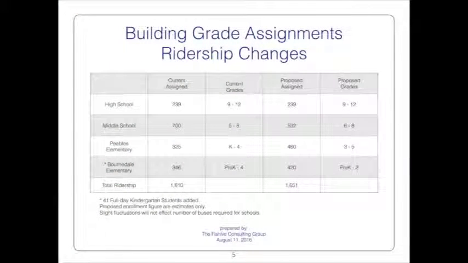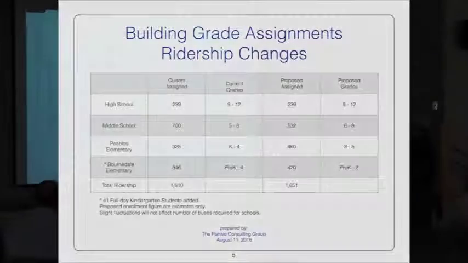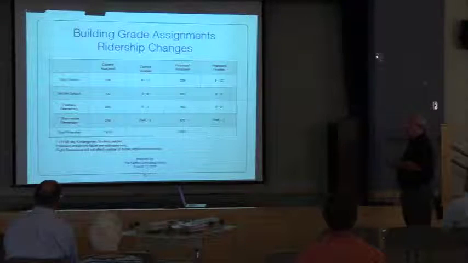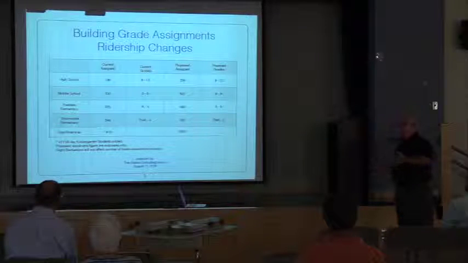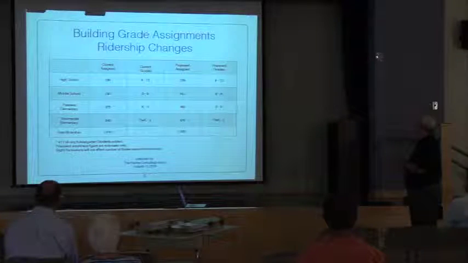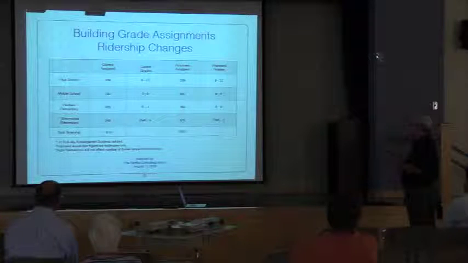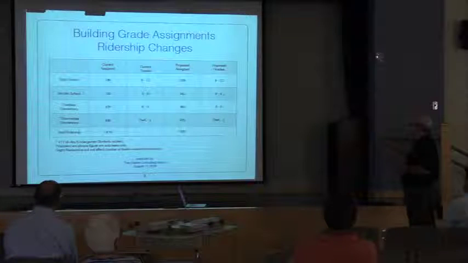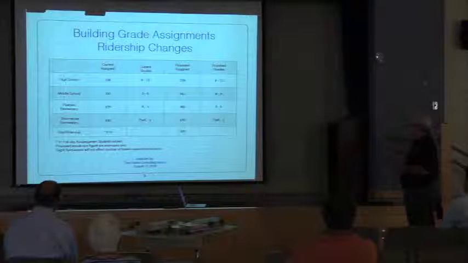This shows current ridership and what will happen with ridership changes. You can see in the left-hand column the students that are currently assigned to school bus routes. And then with the reconfiguration of the schools and going to a full day kindergarten model, you're eliminating the midday kindergarten routes. So all the kindergarten students will be coming in the morning and going home in the afternoon on the elementary routes. That adds approximately 41 students, so the numbers on each tier change a little bit.